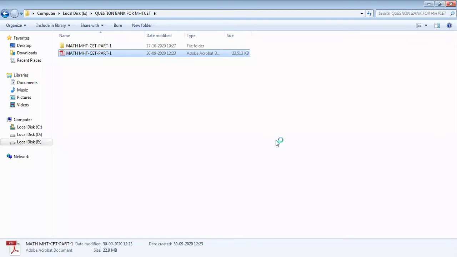Now look at the 44th problem. The relation congruence modulo m is, which relation is it? It is an equivalence relation. That is, option D is correct. It is an equivalence relation. Okay.